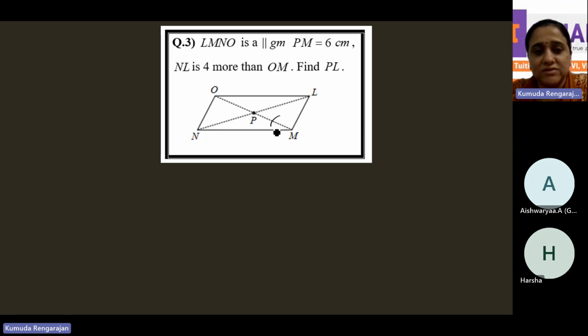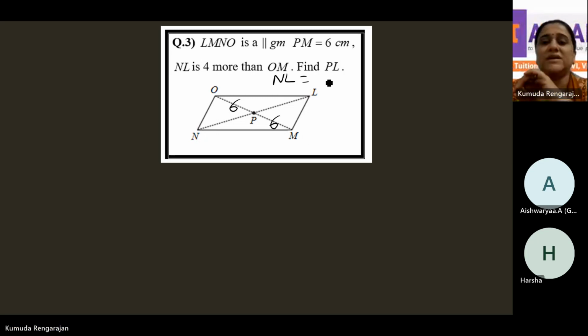So PM is 6. So this is also 6. And NL is 4 more than OM. How much is OM? 12. NL is 4 more than that. That means NL is 16. It's given there.